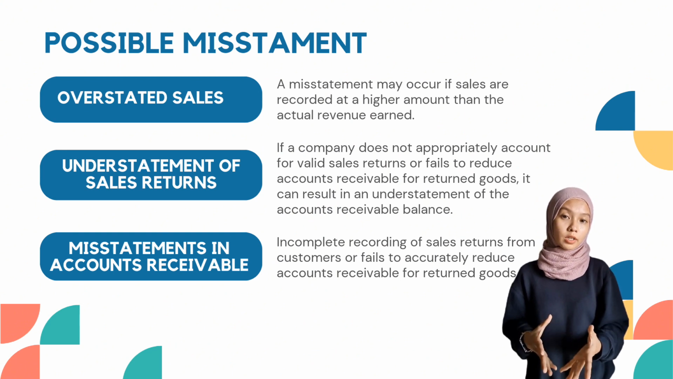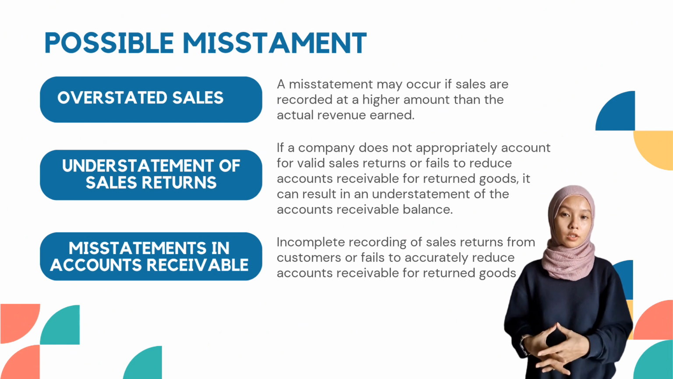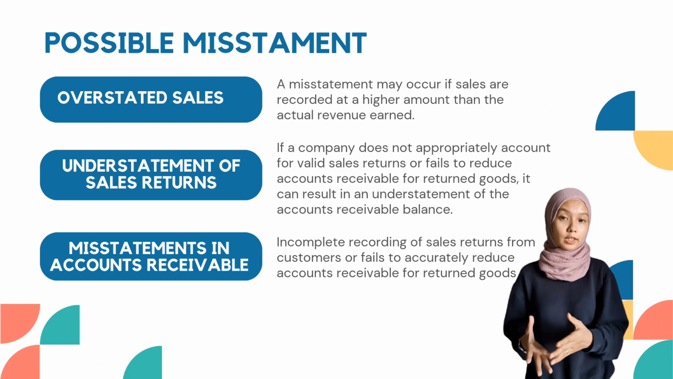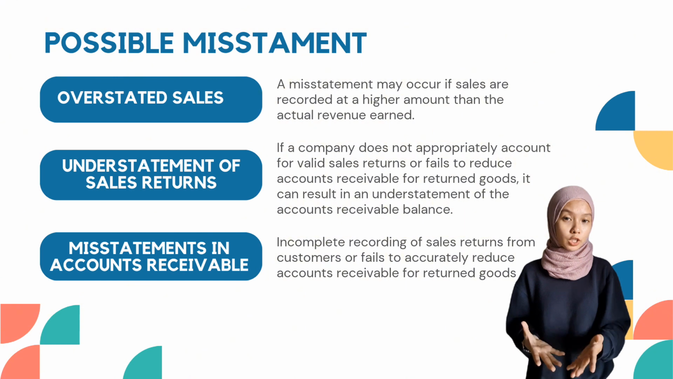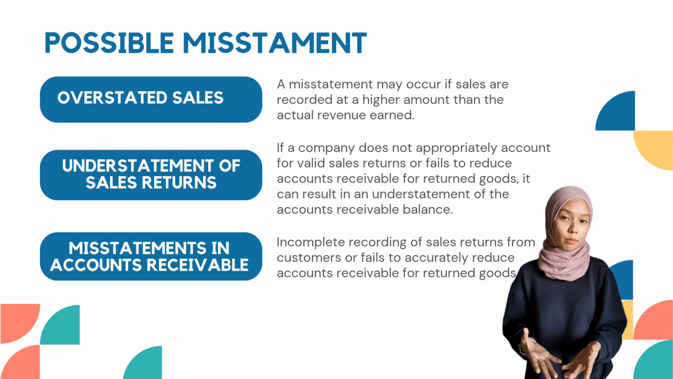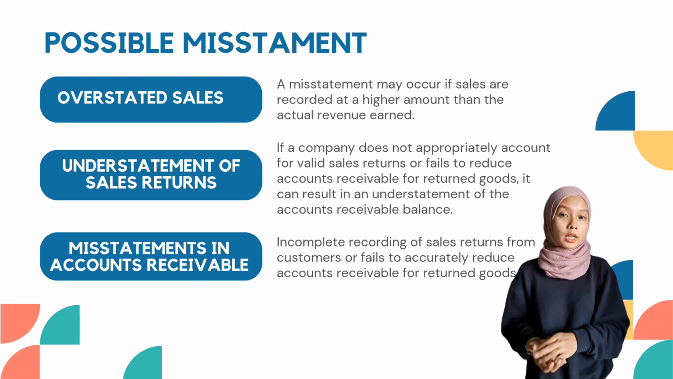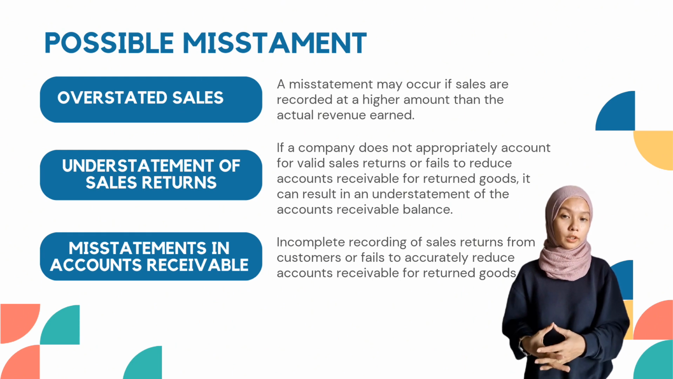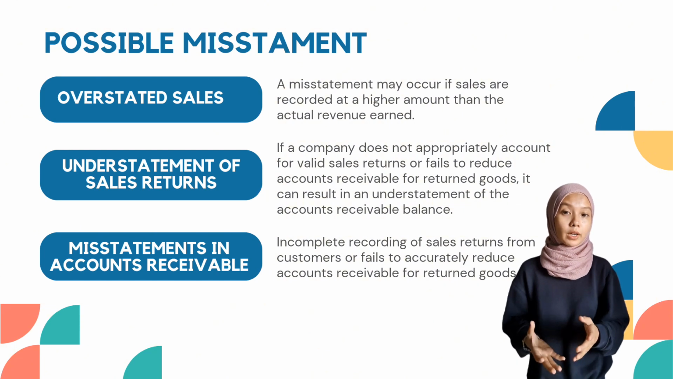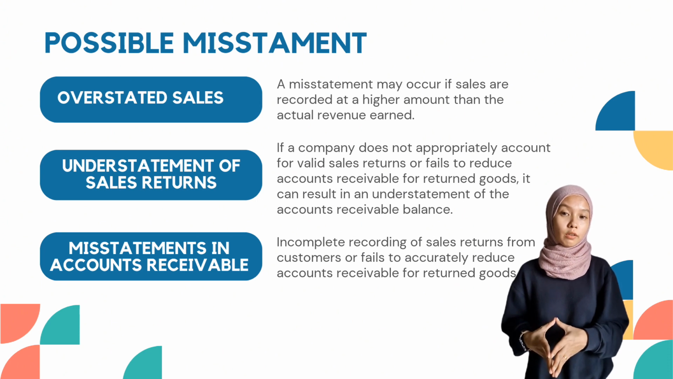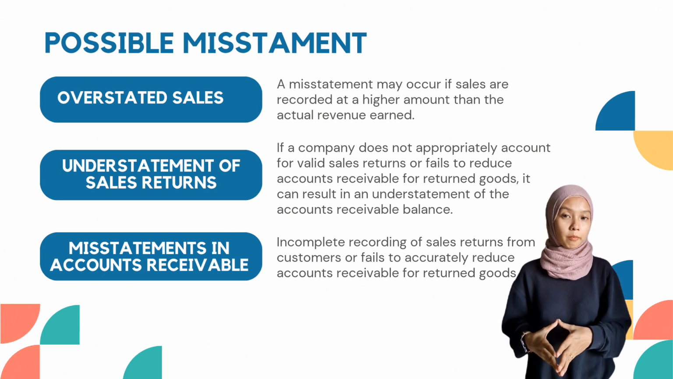This could happen due to errors, intentional manipulation, or premature recognition of sales before goods or services are delivered. Identifying and addressing this potential misstatement is crucial for ensuring the accuracy and reliability of financial reporting in the sales and collection cycle. The second is understatement of sales return. An example of an understatement of sales return in the account receivable could be a failure to record valid sales returns. If a company does not appropriately account for valid sales returns or fails to reduce account receivable for returned goods, it can result in an understatement of the account receivable balance.